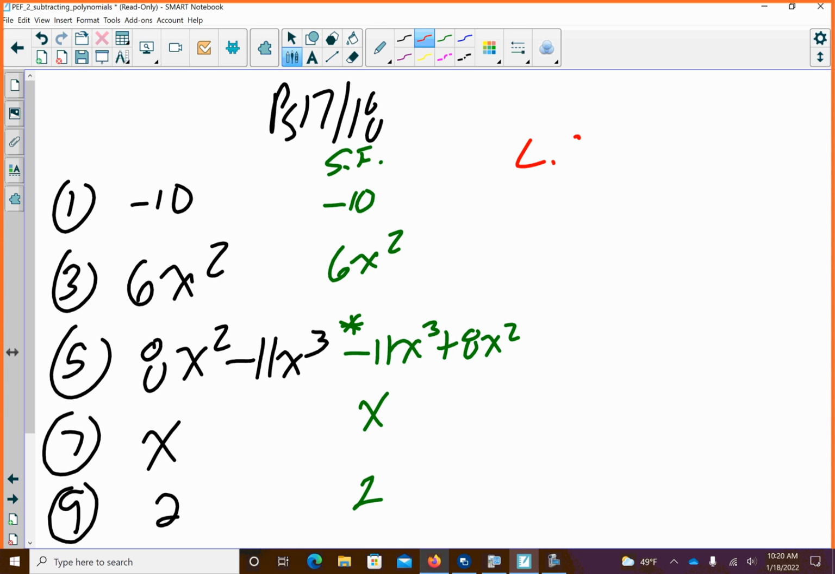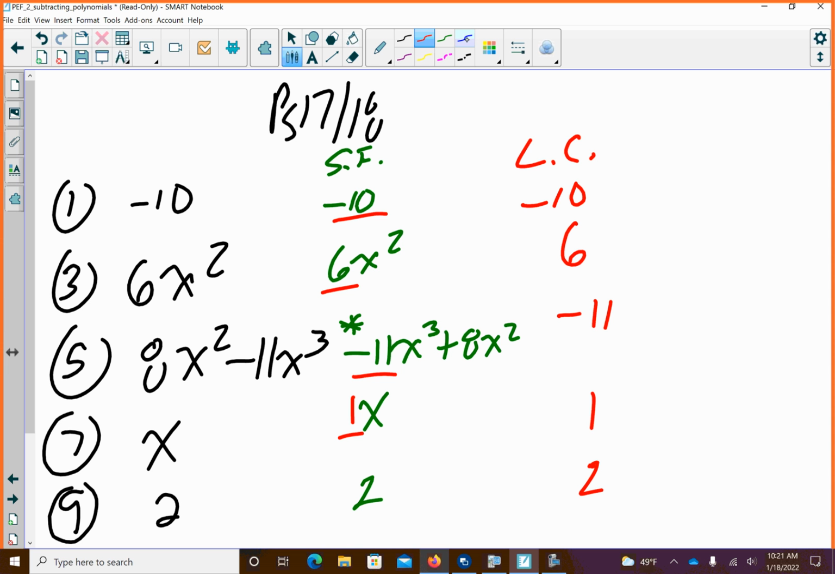Then leading coefficient. This only has a number, so that's got to be the leading coefficient. Leading coefficient of the second one is this. Of the fifth one is -11. So you're just looking at, you know that there's a 1 there, and then I have a 2 there.